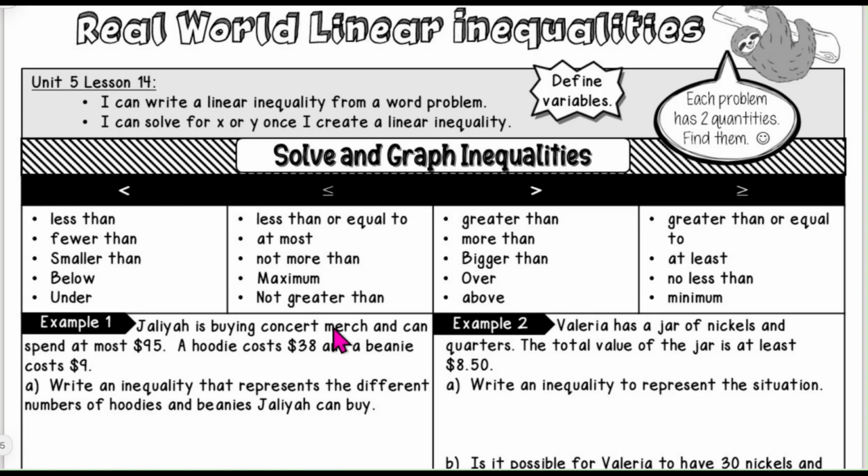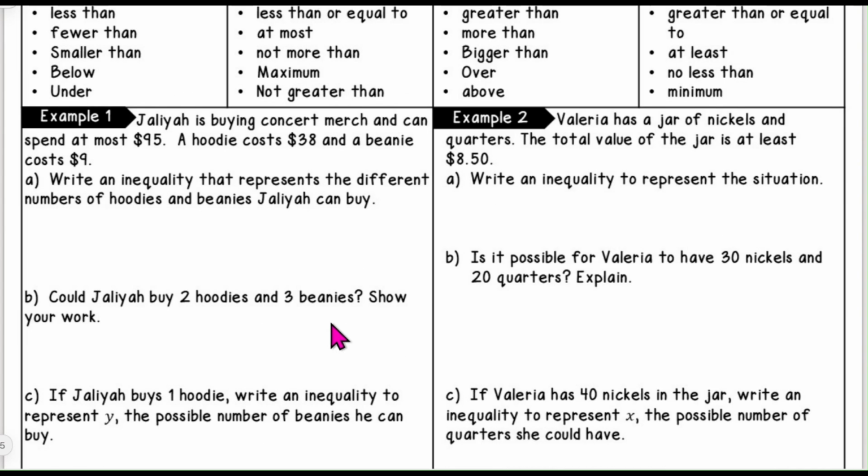So I will refer back up to these when we go solving the problems. I'm going to go ahead and scoot on down, and here we go. Let's do this thing. So I'm going to grab my highlighter real fast because I sure do like highlighting. And it says, Jalaya is buying concert merch and can spend at most $95. A hoodie costs $38 and a beanie costs $9. And so part A, they want us to write an inequality that represents the different numbers of hoodies and beanies that Jalaya can buy.